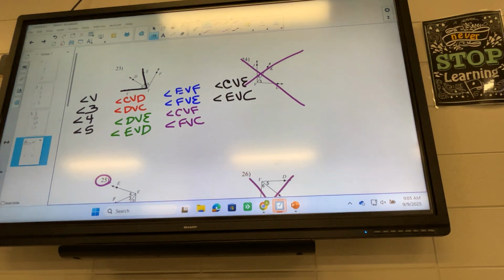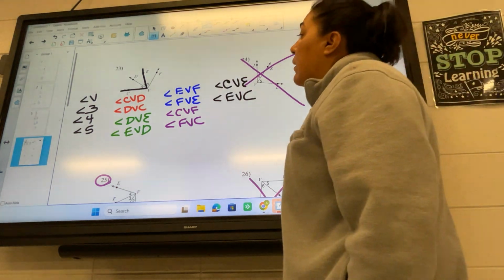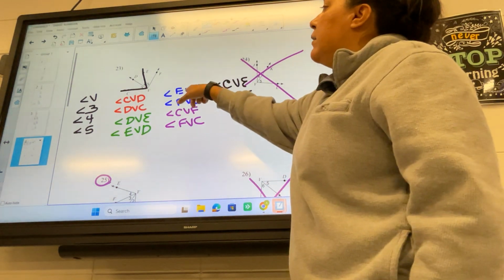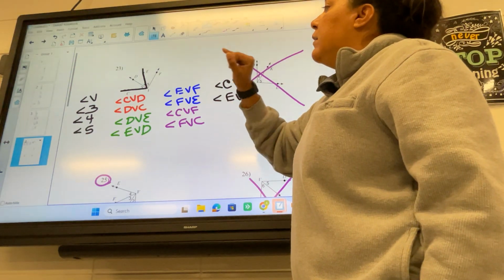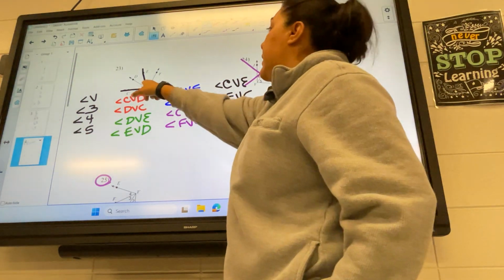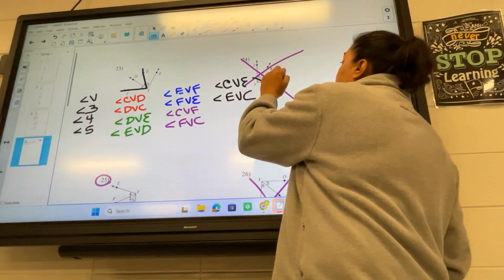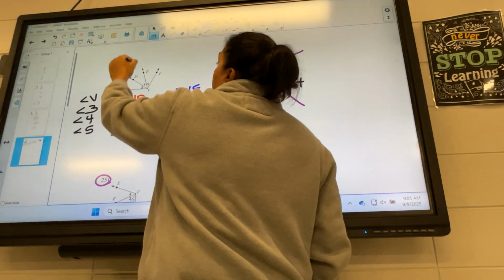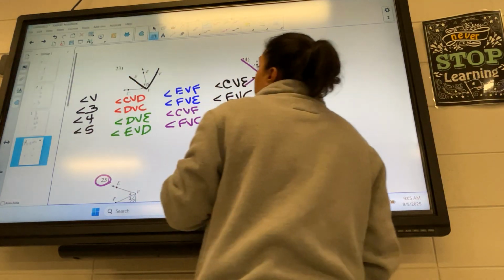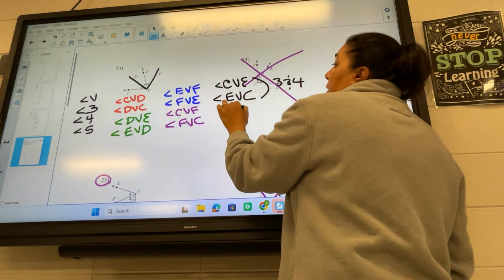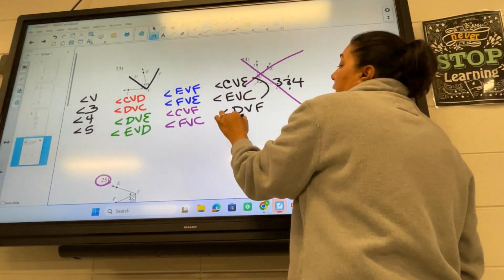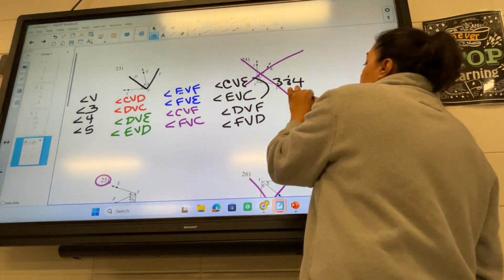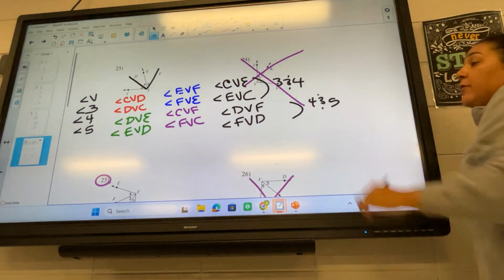What is it? EVF is up here. DVF. So we did 3, 4 together. That's what this part is. This is 3 and 4. Okay, and you could do 4 and 5 really go together. 4 and 5. Okay, so DVF and FVD. Okay, this would be angle 4 and angle 5.